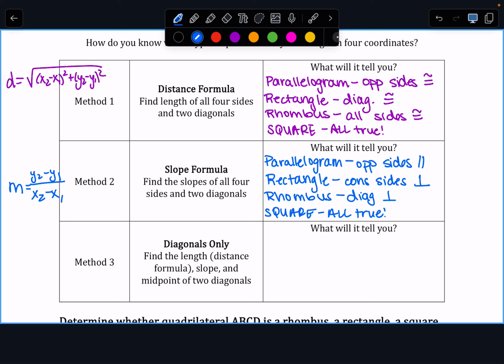Okay, now your third option is to look at only the diagonals. We have three things that we can calculate by just using the diagonals. So if it's a parallelogram, one of the first things we talked about is that the diagonals bisect each other. So what would you have to find? How would you do that? What are you finding? Nope, not slope. Midpoint.